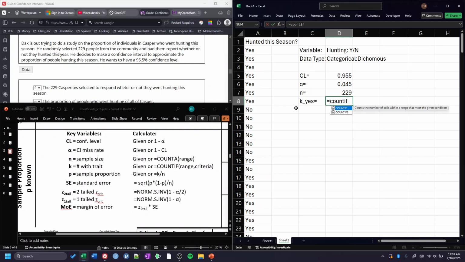And I actually don't have it here. I'll probably post it up in just a little bit. But COUNTIF is what we do. We're going to put in our range. So I'm going to say, okay, look at all this range and count if it says yes.